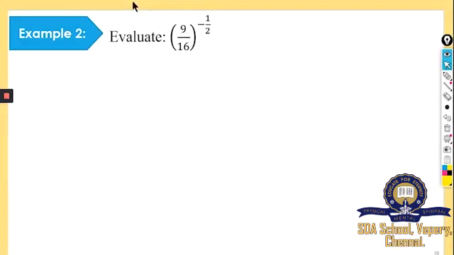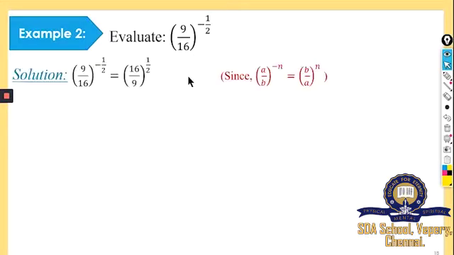So next sum is evaluate 9 by 16 to the power minus 1 by 2. Now what we are going to do here is, if you observe this question, it is in the form of a by b to the power minus n. So we have studied one law, a by b to the power minus n equals b by a to the power n. So according to this law, the given term becomes 16 by 9, since b value is 16 and a value is 9. So 16 by 9, and the power n value is 1 by 2.